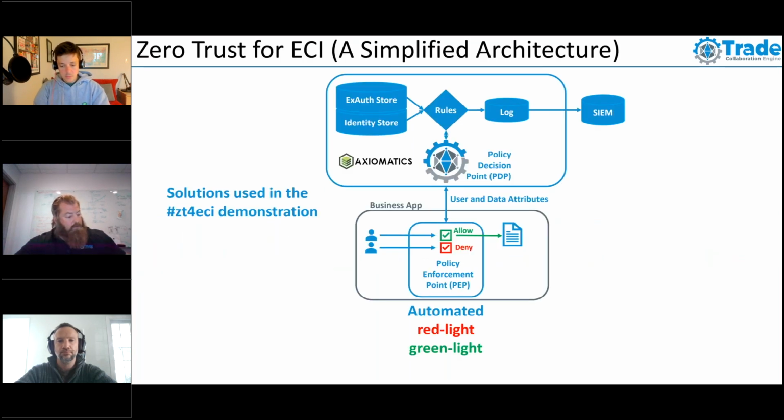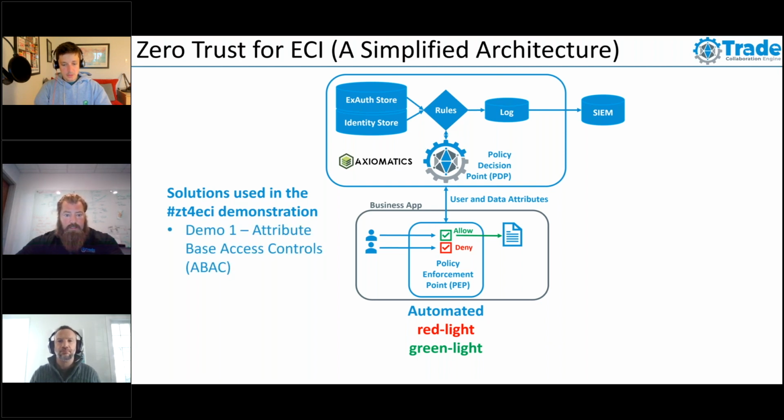So, demonstration overview here. Quick time check, doing good. All right, so we talked about this a slide or two ago, and some of the solutions that we're going to see demonstrated, obviously Axiomatics with the PDP. But the first demonstration we're going to look at is attribute-based access controls.